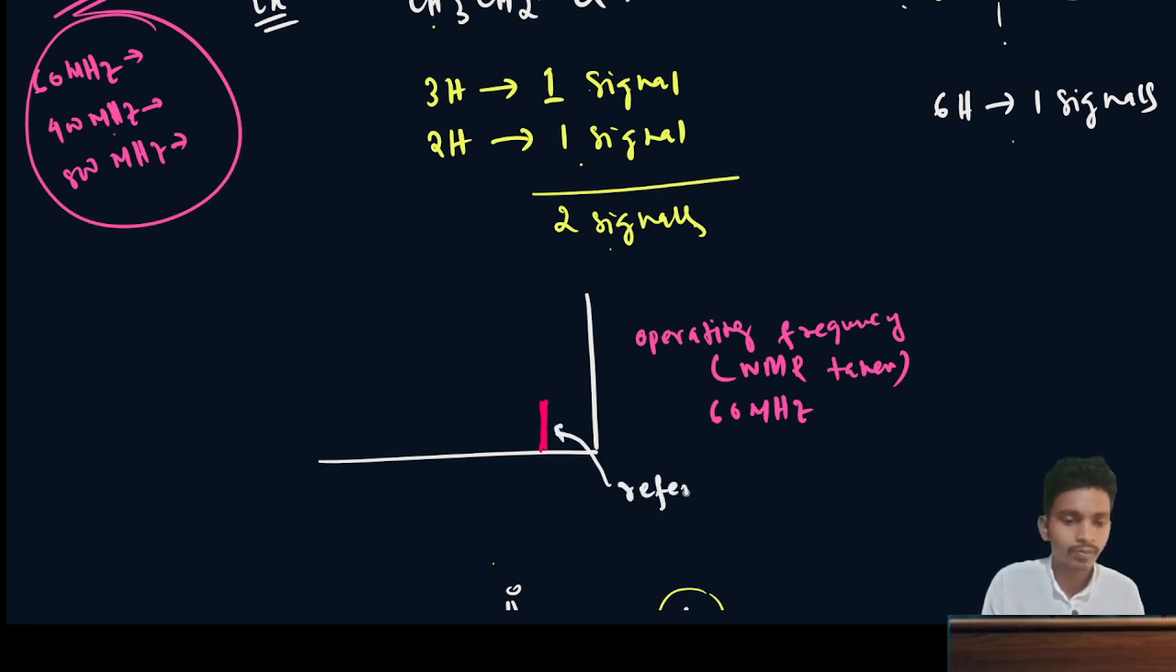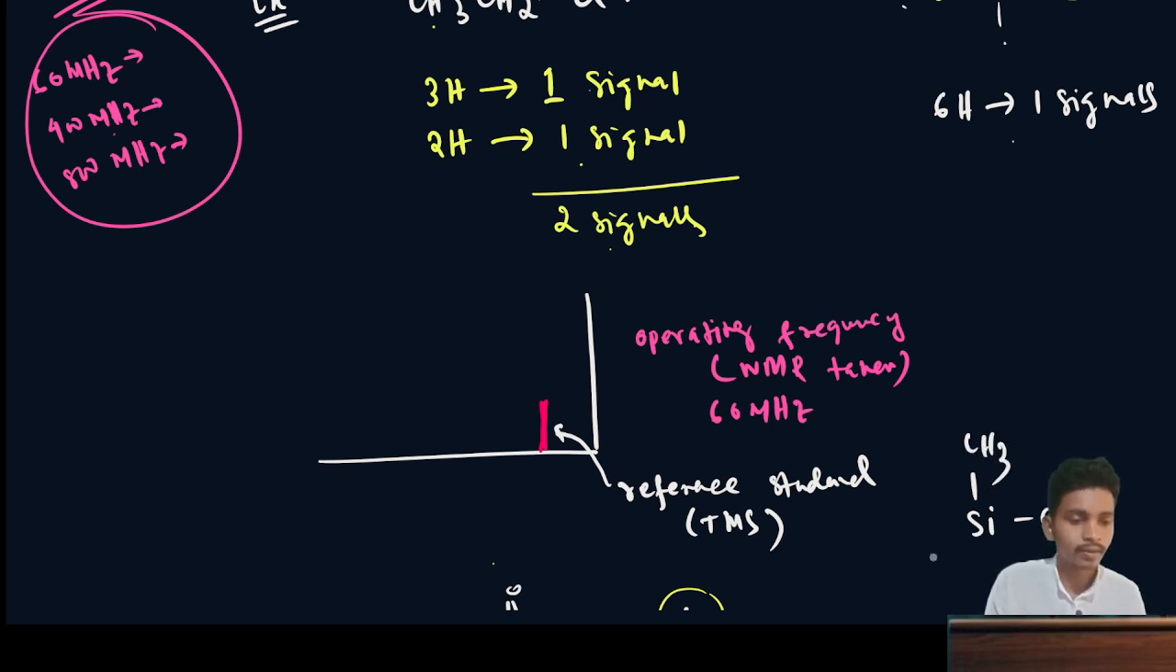Always, reference standards will be there. This is the reference standard. In 1H NMR, we generally take TMS. This is its structure: silicon with 4 methyls. Why we take this TMS, we will discuss later. For the time being, I'm just saying that the reference standard will be here first, the big one.